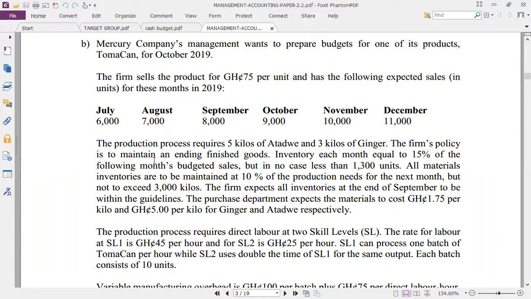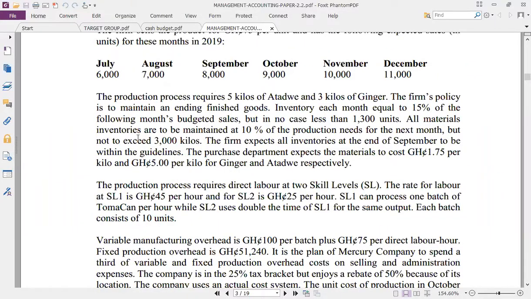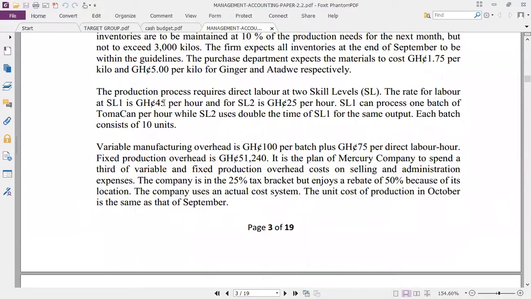Let's see here. The production process requires that labor are at two skill levels. The rate for labor at skill level one is 45 Ghana cedis per hour, and for skill level two, 85 cedis per hour. That's fine. Skill level one can produce one batch of the product per hour.